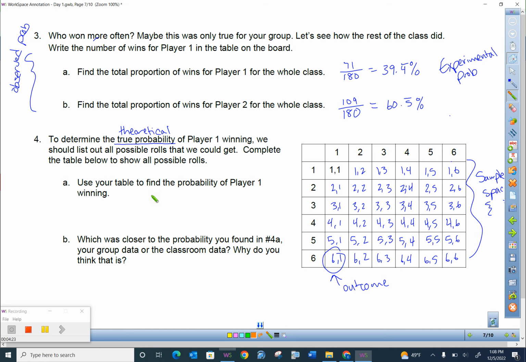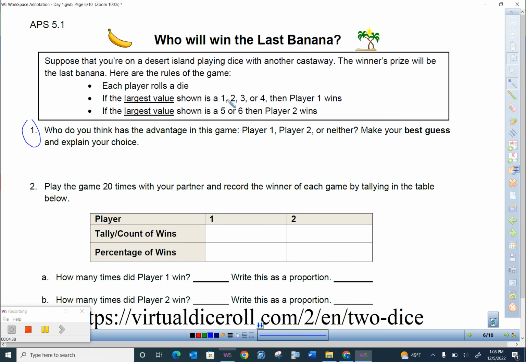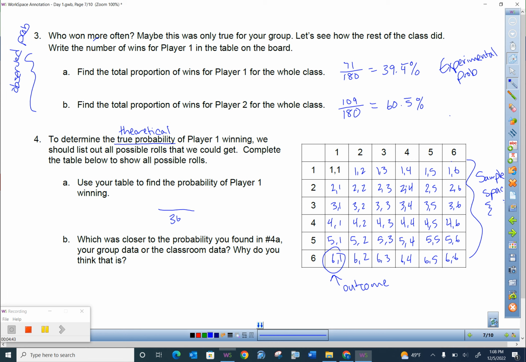And what we're going to do is find the probability of player 1 winning. Okay, if we're talking about player 1 winning, we need the total number of outcomes first, and that's 6 times 6 is 36. And then player 1 was considered a winner if 1, 2, 3, or 4 was the highest value on either of the 2 dice. Okay, so that would be all the way through here. Sorry, I'm trying to highlight. So all the way through here, all the way down here, which is 16 out of the 36.